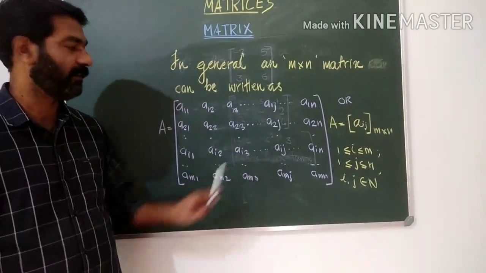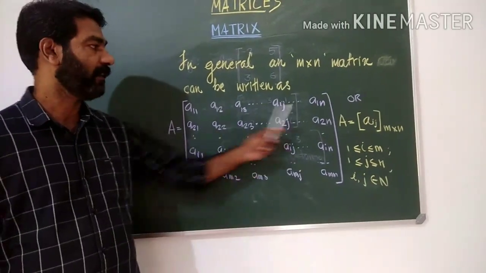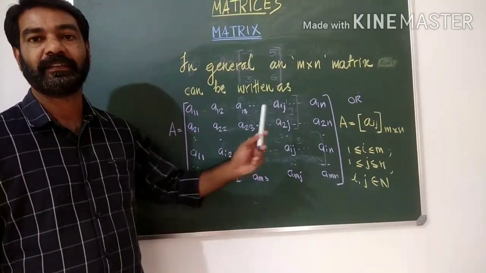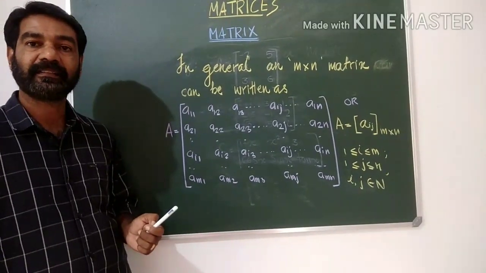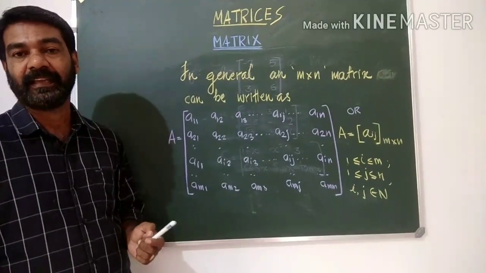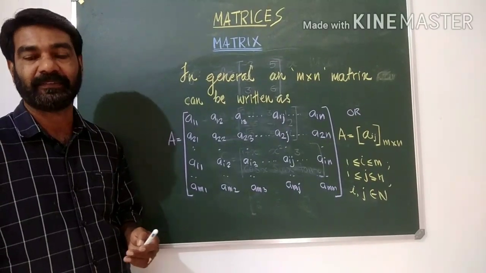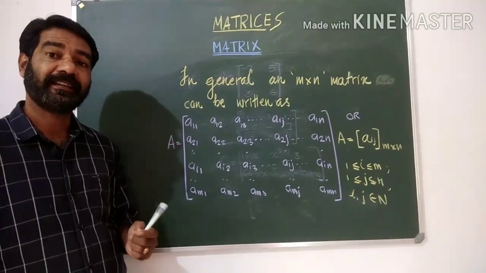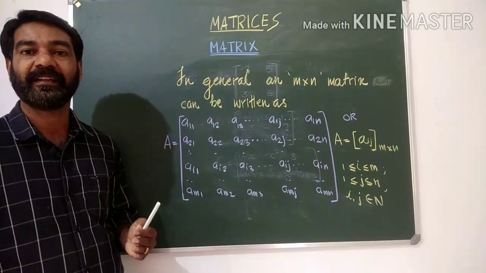Here, how many elements are there in this matrix? In this matrix there are mn elements, because there are m rows and n columns. Therefore it contains mn elements. In a matrix, if there are 3 rows and 3 columns, it contains 3 into 3, 9 elements. If a matrix contains 4 rows and 2 columns, 4 into 2, 8 elements. Generally, if a matrix contains m rows and n columns, it contains m into n elements.